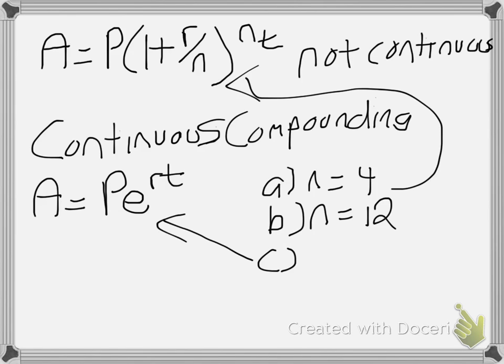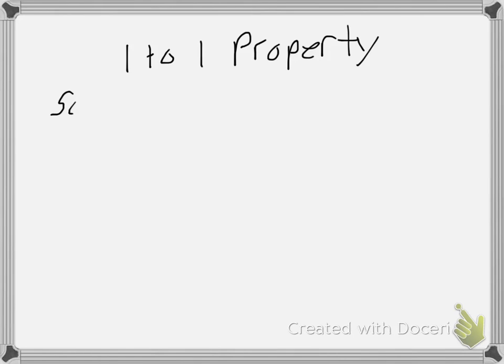All right. Now there's one other thing that's not on your notes, but we do need to talk about it. That's called one-to-one, or the one-to-one property. This is actually a very straightforward property that makes life a lot easier when you're trying to solve these things in general. So let's say, for example, that I want to solve for x. I'm not even going to discuss what the one-to-one property is or what it says, but I'm going to show you how to use it.